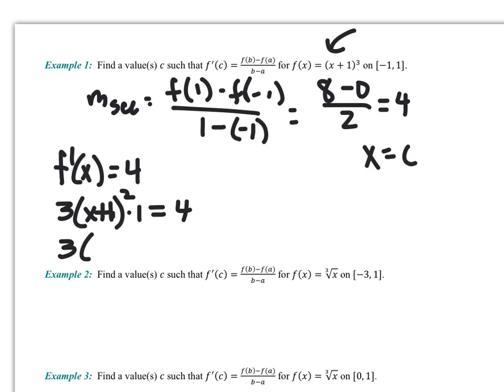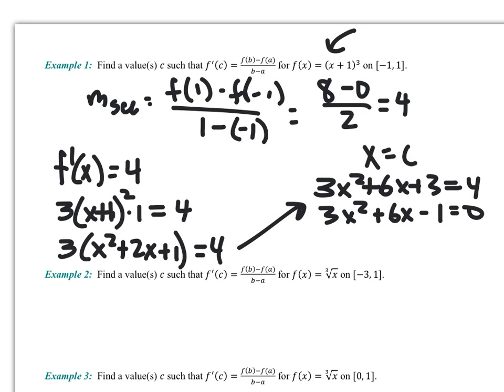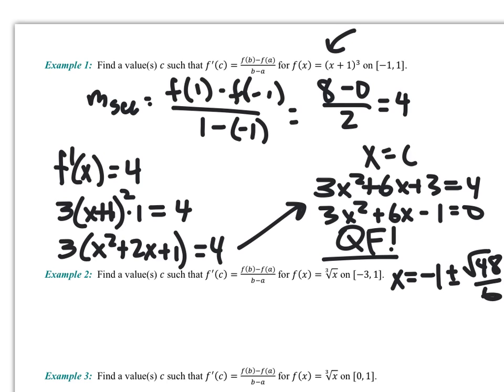Well, that would be 3 times the quantity x squared plus 2x plus 1, which would then give us, if we expand, 3x squared plus 6x plus 3 equal to 4. Unfortunately, it looks like we're not going to be able to factor. So we'd have to use the quadratic formula. And the quadratic formula yields two answers. It yields x equals negative 1 plus or minus the square root of 48 over 6.